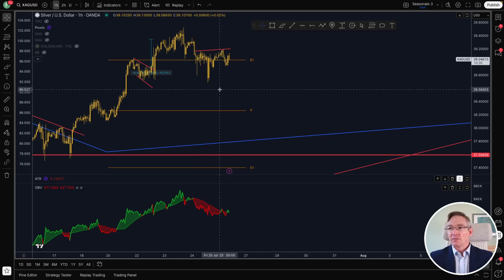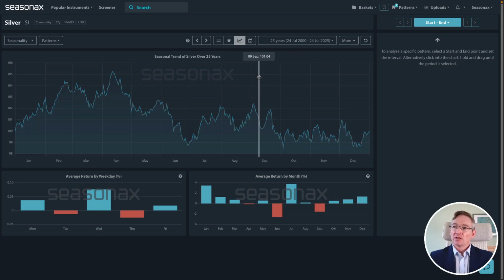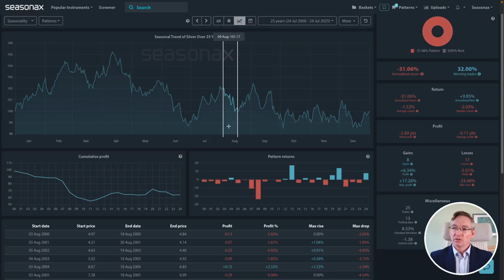Now I'm also looking at silver and thinking, okay, is this a time now to take profit? Using Seasonax, you can see that once you get into July, you get that little pullback that can come in early August. Maybe this is a good time to look for weight and to buy into pullbacks.